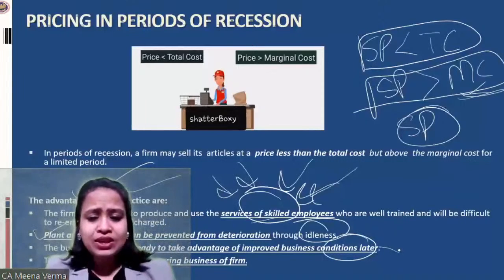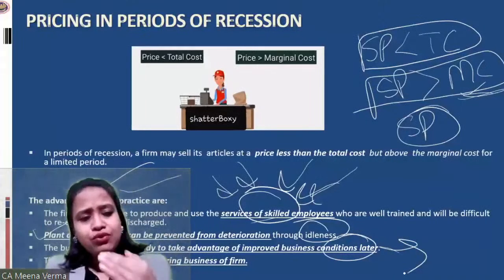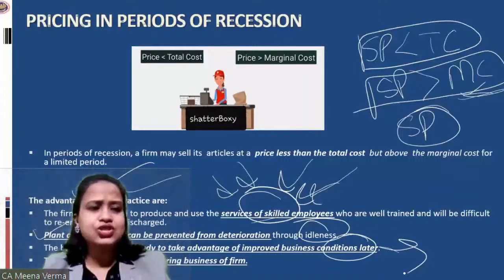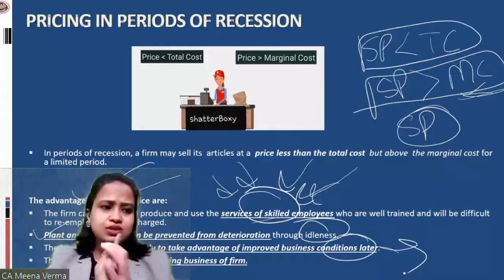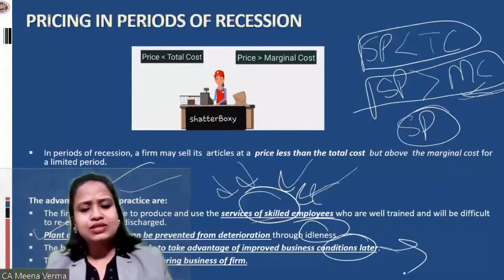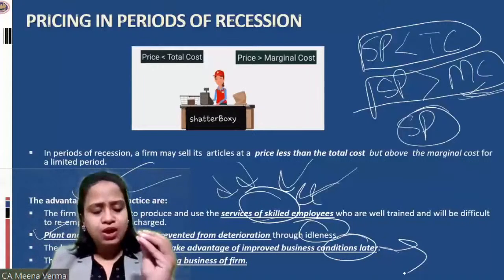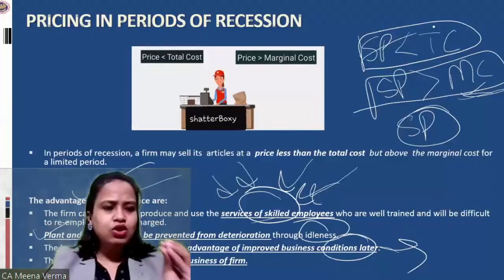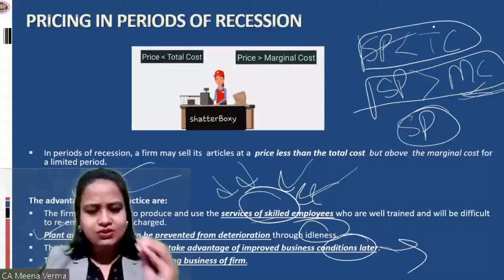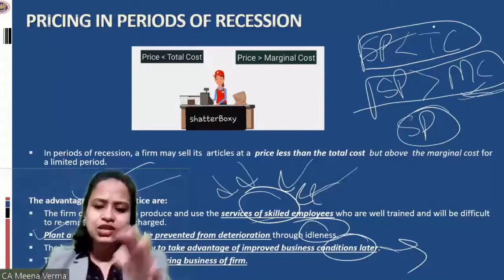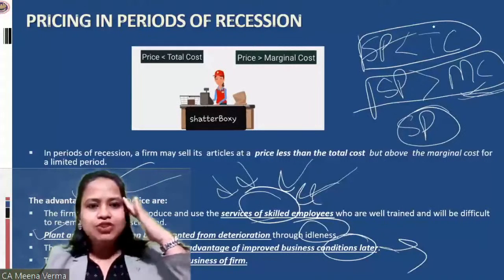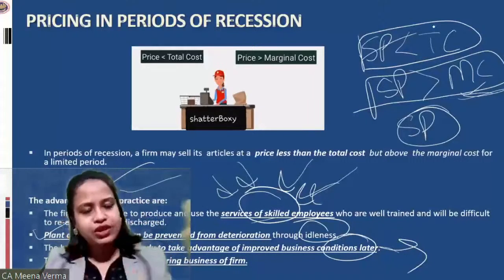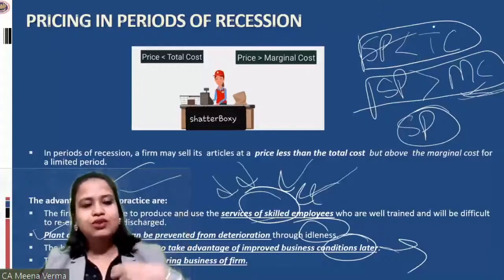If you continue your business even in a recession, even in circumstances that are not favorable for the business organization, and you keep your business going, not recovering the total cost but recovering the variable cost, then your name will stay in the mind of the customer.